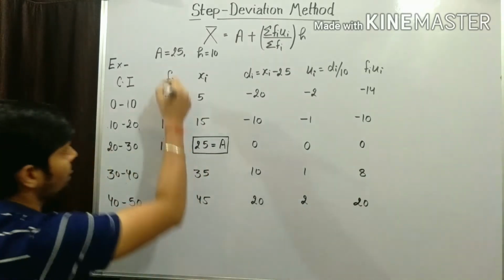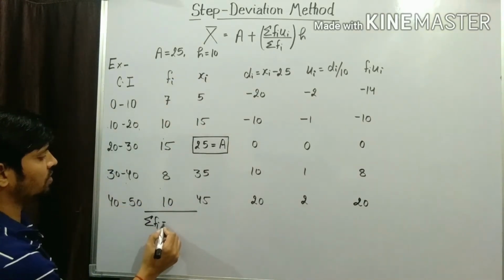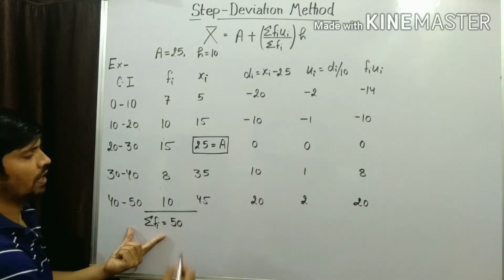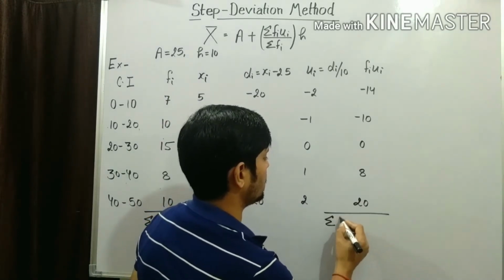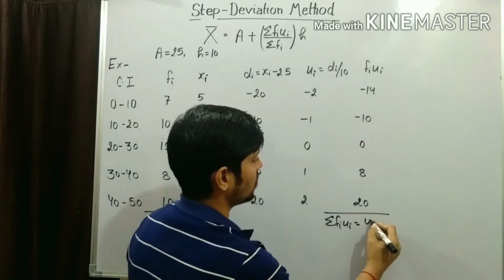Add them. Now we will find the summation of fi. What is the sum of all the fi? The sum is 50. And now add all the fi ui. Summation of fi ui is equal to 4.